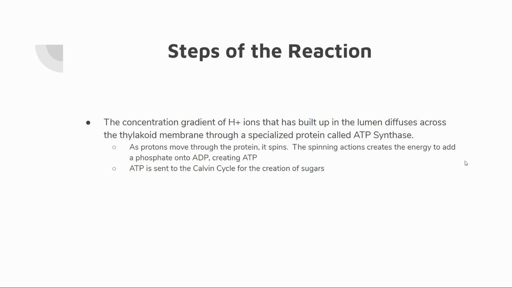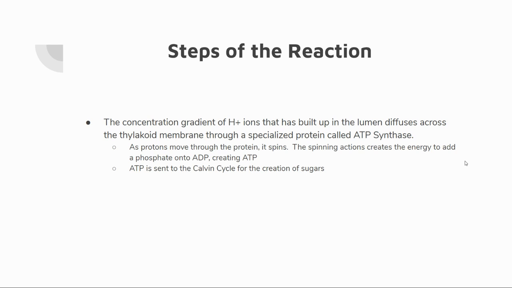So now let's get to the concentration gradient of the H+ ions in the lumen. They will diffuse across the thylakoid membrane through specialized proteins called ATP synthase. There's that ending again, -ase. Remember, we talked about proteins a lot of times having that suffix in their names. So, ATP synthase. As protons, H+ ions, move through the protein, it spins. The spinning action creates energy to add a phosphate group onto ADP, creating ATP.